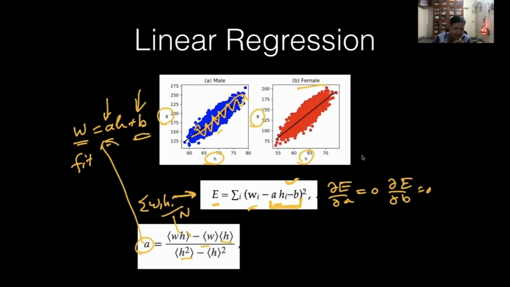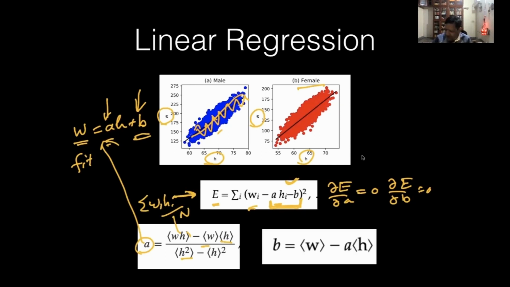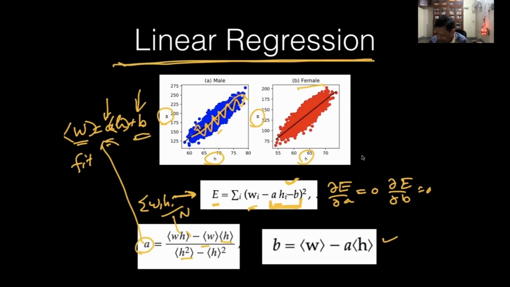This derivation is pretty straightforward. You can do it yourself. And B is nothing but, in fact, you can just do the average here, like that. It comes from here. Okay, so this is A and B. This whole procedure is called linear regression. Okay, so there's minimizing error. This is the constraint I'm putting.